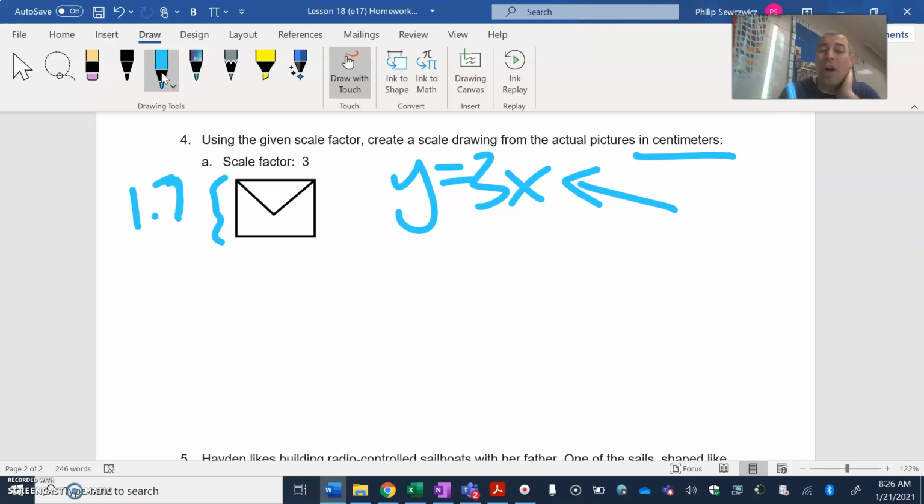So what you've got to do is get all of your measurements and then multiply them all by 3 to get your new measurements. So if you take this 1.7 and multiply it by 3, you should end up getting 2.1. So when you break out your ruler, you're actually going to measure it so it's 2.1. So again, no sketching here. You should have a crisp, straight line when you're looking at things here.